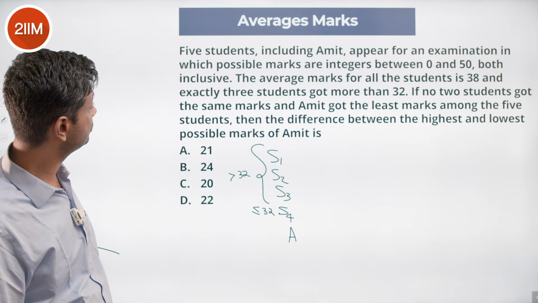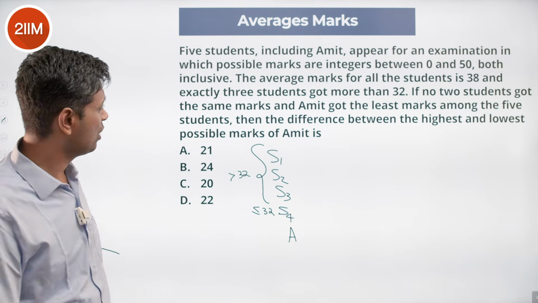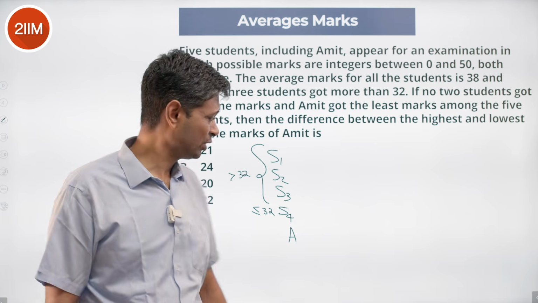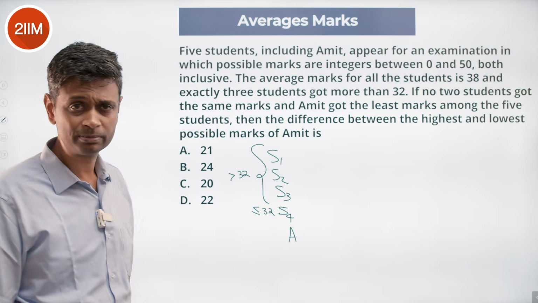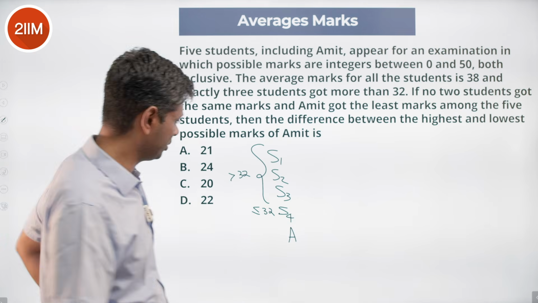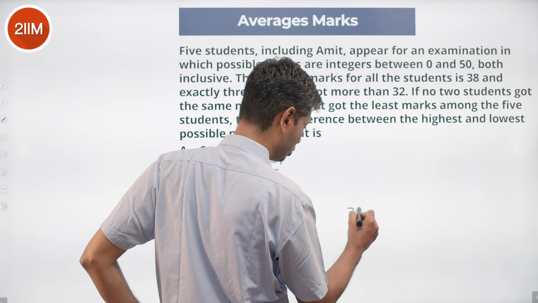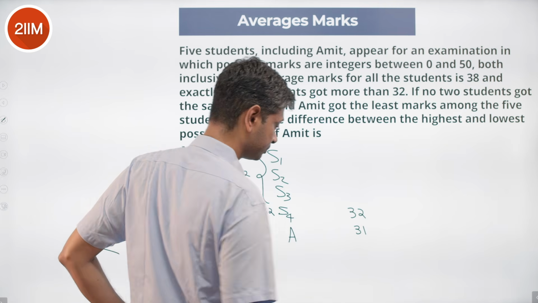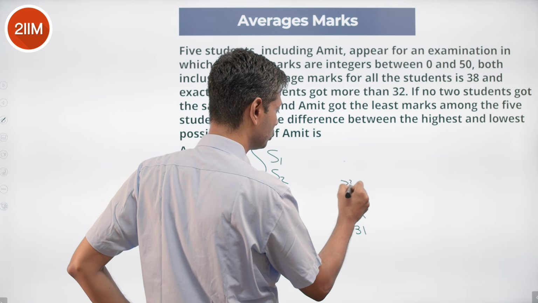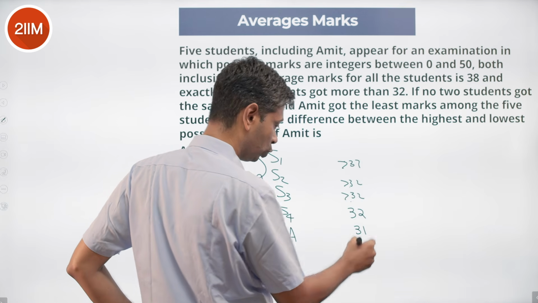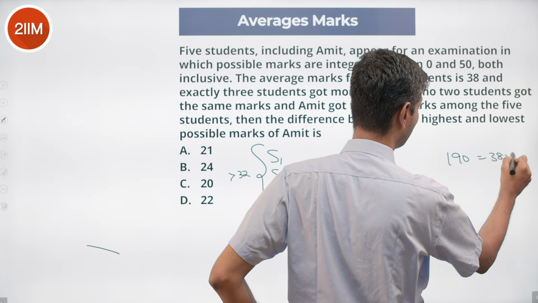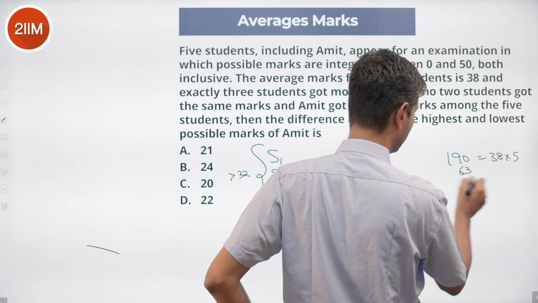Average is 38. First we want to find Amit maximum and Amit minimum. Both of that we want to find. Let's think about Amit maximum. S4 maximum can be 32. I want to put S4 as 32. Amit maximum is 31. These three are all greater than 32. 32 plus 31 is 63. Total is 190. Why 190? 38 into 5. From this you subtract 63.